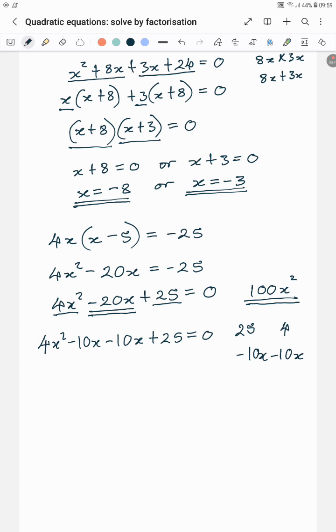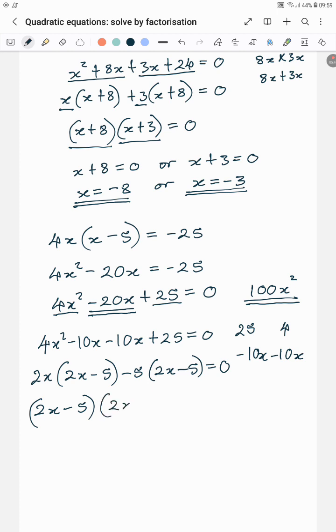You substitute here, you take out 2x, and here you're going to remain with 2x minus 5. Here you factorize minus 5, and here you remain with 2x minus 5. So these are the two brackets that you're going to have, 2x minus 5 and 2x minus 5 again, which means 2x minus 5 is equal to 0, or 2x minus 5 is equal to 0.